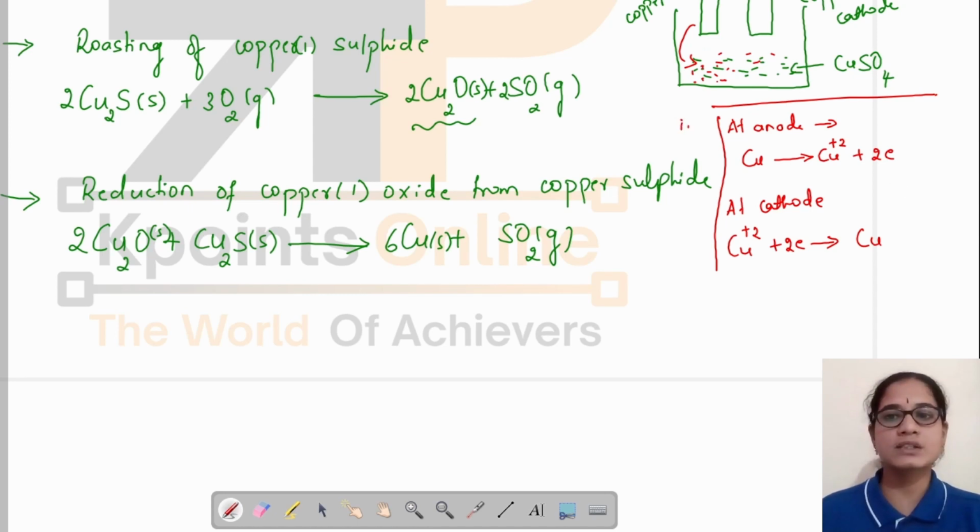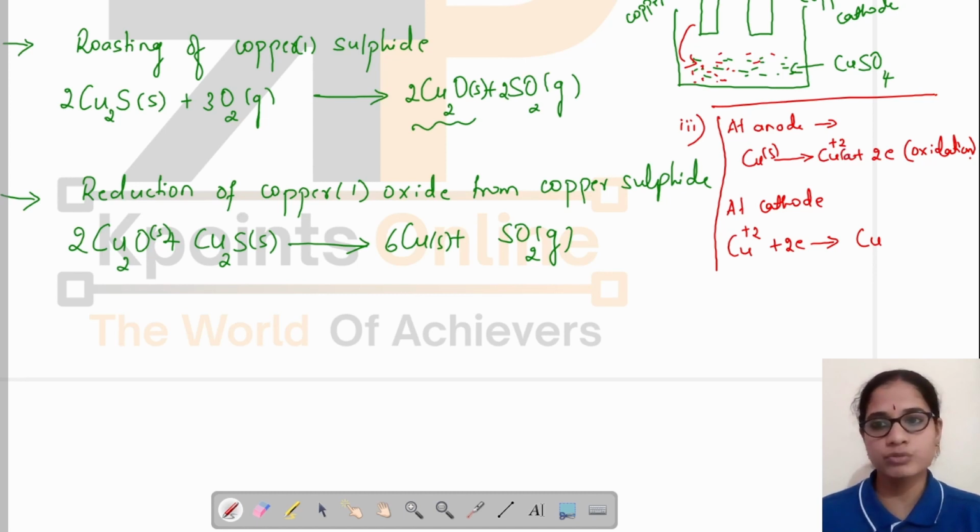You have to write all these equations. The reaction at the anode is oxidation, that is loss of electrons. Copper loses electrons to form copper plus 2 ions, and at the cathode the same amount of copper plus 2 ions gain electrons to form copper. So pure copper is getting deposited on the cathode. This is how electrolytic refining is done.